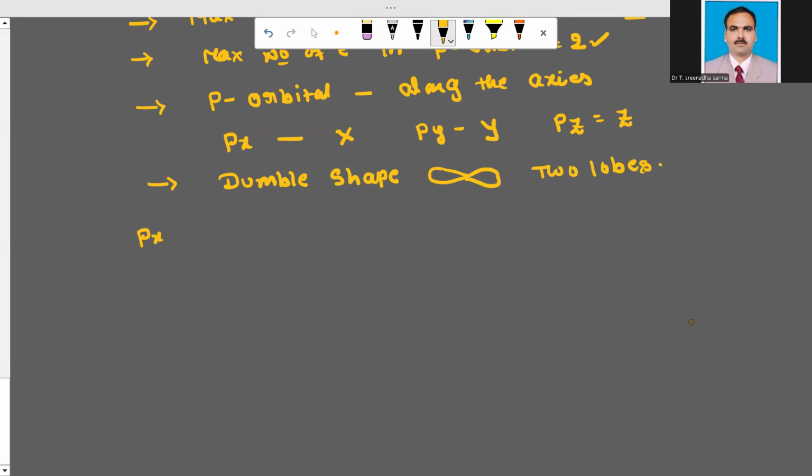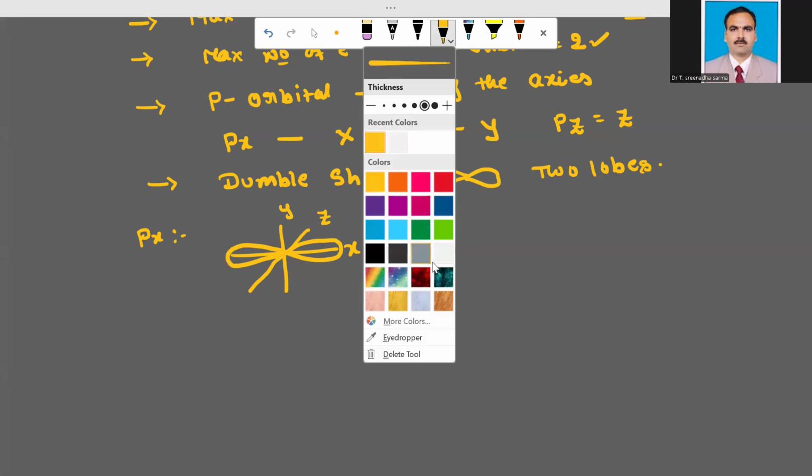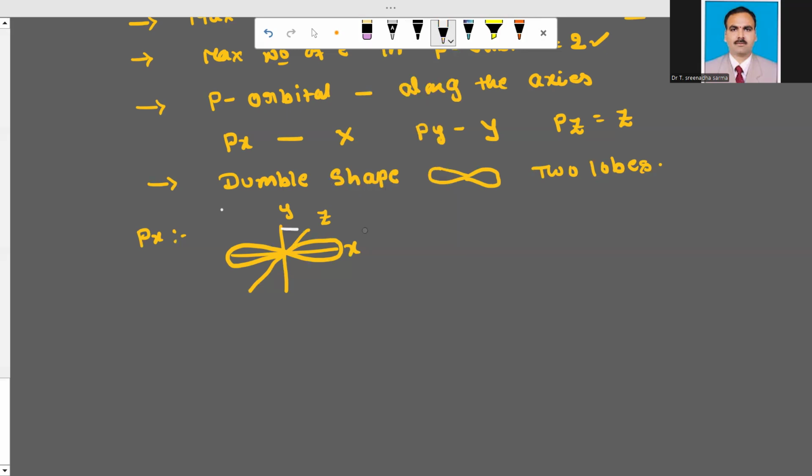Px orbital shape: this is the x-axis, y-axis, and this axis is the z-axis. In this axis, the electron density is the maximum. So whatever the plane is here, that plane is a nodal plane. In this plane, the electron probability value is 0. This plane is called a nodal plane. For the p orbital, one nodal plane is present.